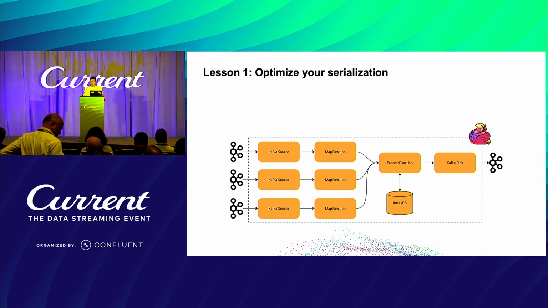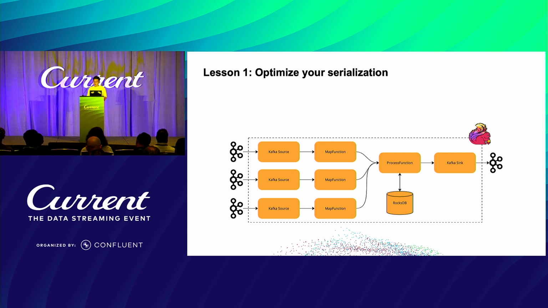The first topic that I want to talk about is to always optimize your serialization in your Flink applications. Let's take a look at this example Flink topology. This is the Flink topology for one of the applications in the pipeline.